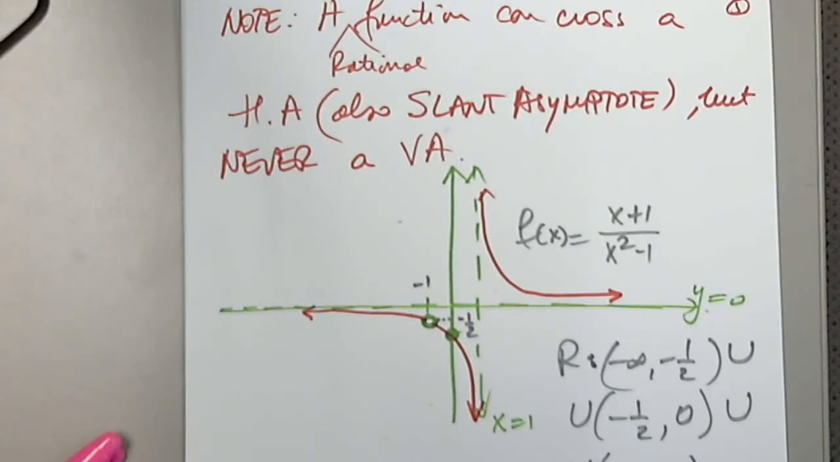Let's think about the viewing window. Standard viewing window should be okay. It's not going to be sufficient, but let's say graph. Here it comes. We know the graphing calculator is lying. So this function does not touch the x-axis.